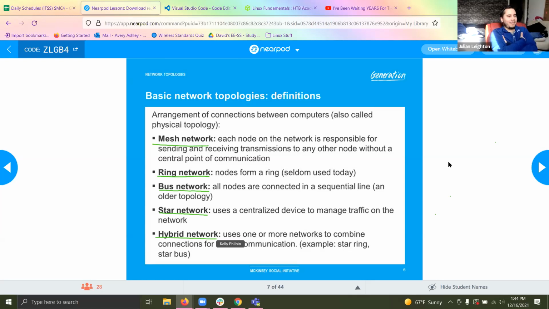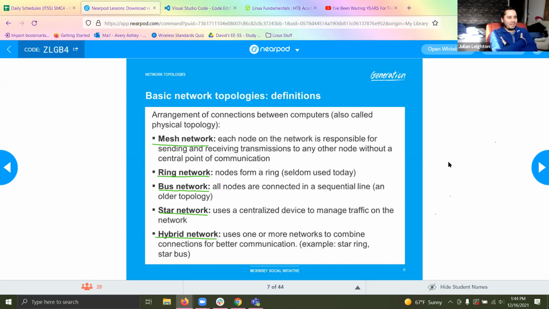Okay. Basic network topologies definitions. Arrangement of connections between computers, also called physical topology. Hold on 1 second. Can you read that sentence again? Arrangement of connections between computers, also called physical topology. Okay, so what is a topology? An arrangement of connections between computers. Perfect. Now tell us about mesh networks, please.